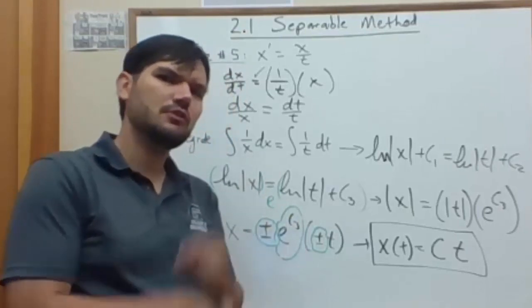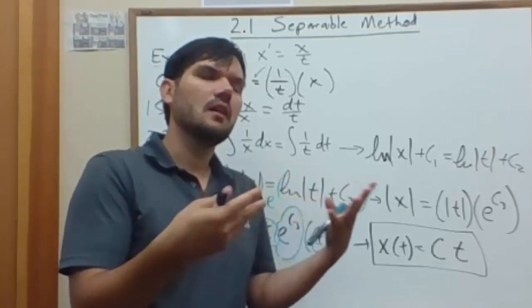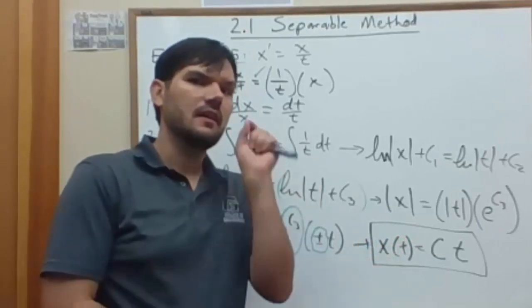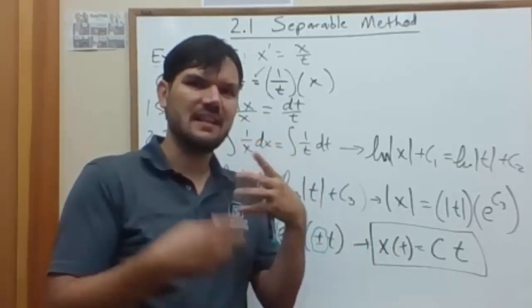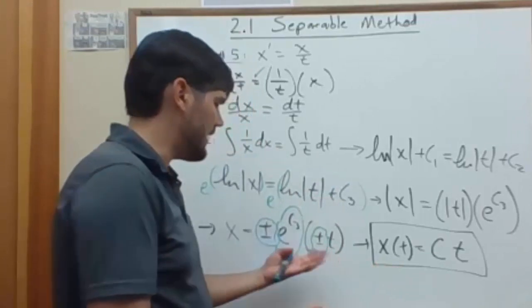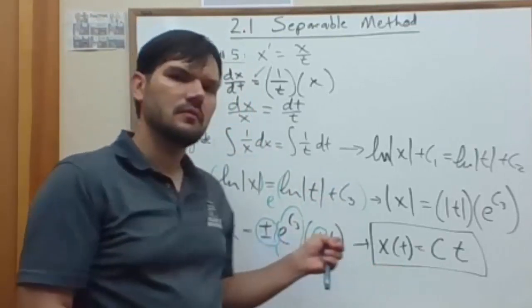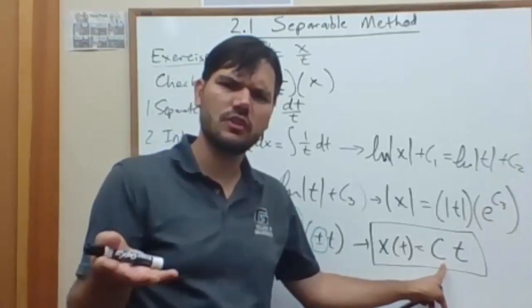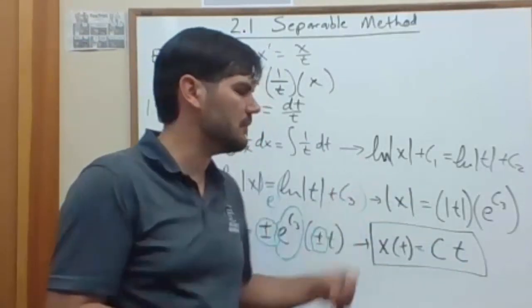Now, one thing you might have noticed is that e to the c3, even with a plus or minus, is not truly arbitrary. It cannot take every single value. There's one value in particular it cannot be, and that is 0. However, this new c can be 0. Let's check. How is that possible?